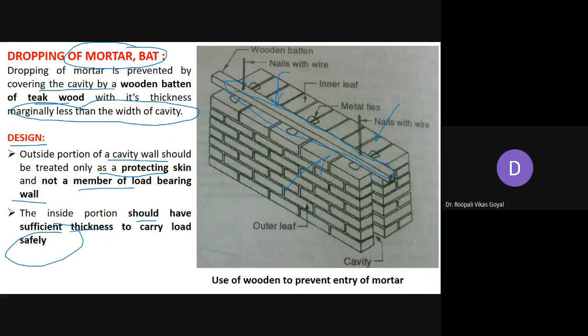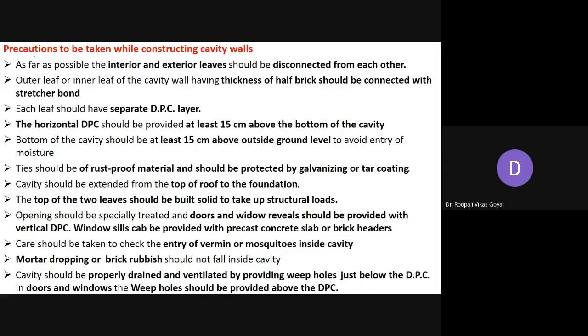Now these are the precautions to be taken while constructing a cavity wall. So first point, as far as possible, interior and exterior leaf should be disconnected from each other. That is the first requirement because you have to provide a cavity. Outer leaf or inner leaf of the cavity wall having thickness of half brick can be connected with the stretcher bond. And each leaf should have its separate DPC. Both leaves should have a separate DPC.